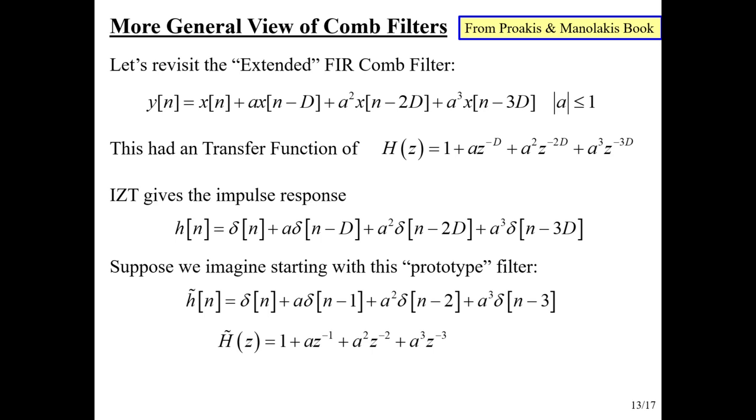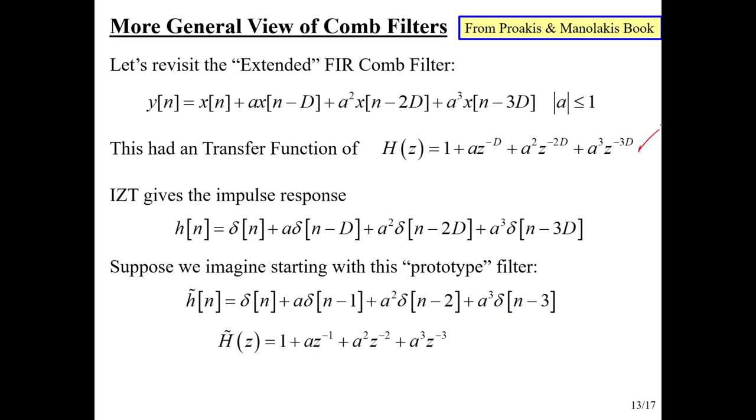So let's imagine starting with a different filter, which we'll call a prototype filter. And notice the difference. This one, the deltas were spaced every D samples with D minus 1 zeros in between. Now these delta functions are coming every sample. Other than that, the structure is the same, right? 1 and 1, A and A squared, and so on. Now, what was the transfer function of this thing? Well, again, that's easy. Signals and systems, Z transform stuff right off your table of transform pairs and the time shift property, etc.